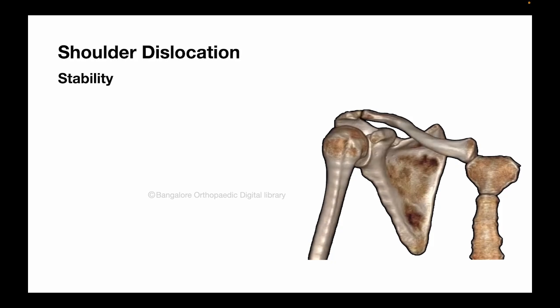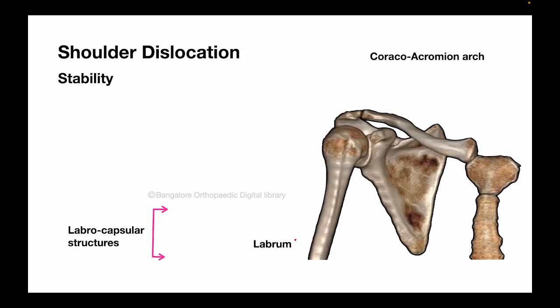The glenohumeral joint is the most mobile joint in the human body, and it comes at the cost of stability of the joint. The dislocation of the shoulder is hence a common injury most often seen in the emergency room. Static stabilizers of the shoulder joint are the labrocapsular complex and the coracoacromial arch.